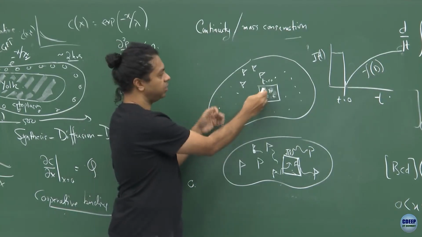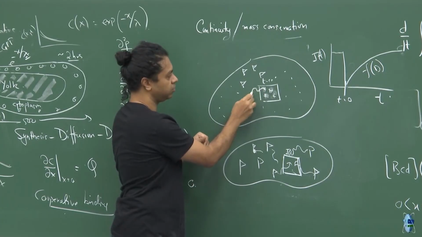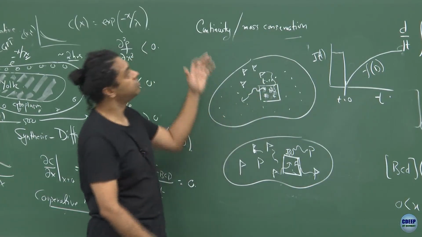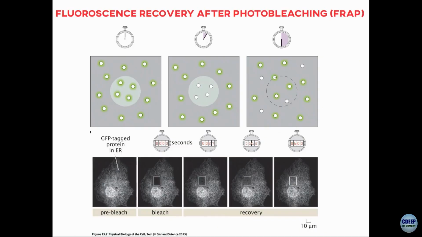And then these molecules are diffusing. So whatever one molecule diffuses out, another molecule diffuses in, and so on and so forth. So eventually, you will see a sort of uniform intensity recover back.